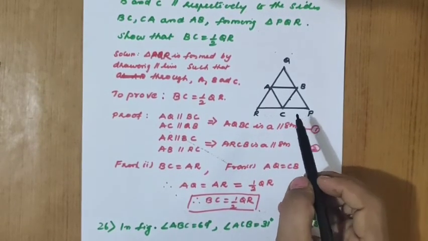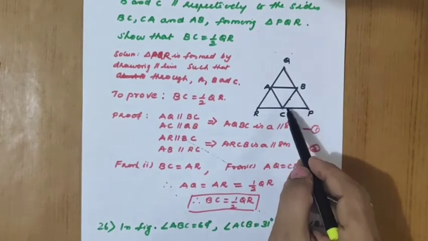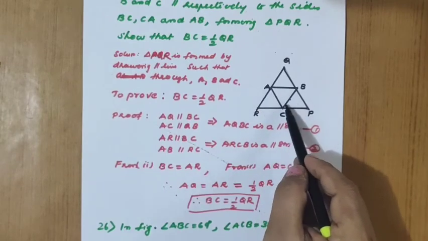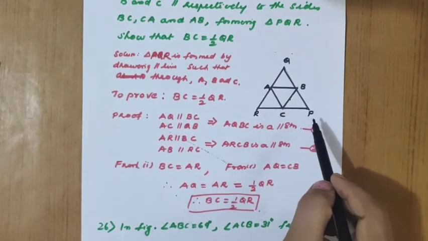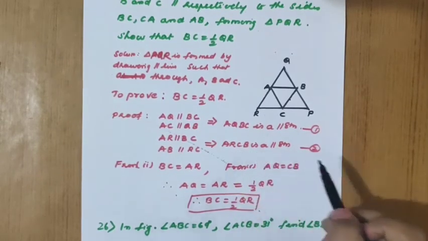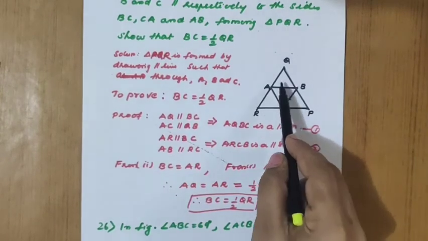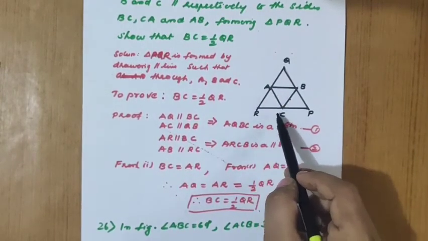Next we are taking AR. AR means the same base because BC is the question for us. So we are considering AR. AR is also parallel to BC and again AB is parallel to RC. So we got another parallelogram ARCB. So two parallelograms we got now. One is AQBC, another one is ARCB.